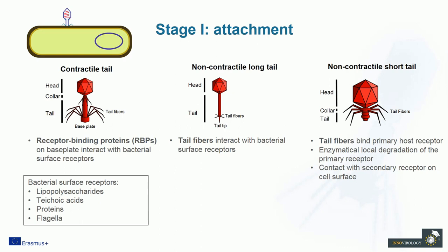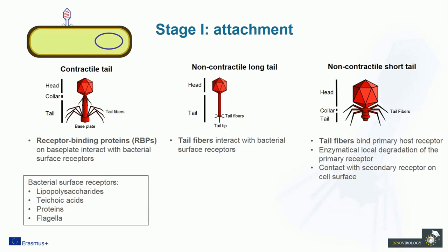The infection cycle starts with the attachment of the phage to bacterial surface receptors on the cell wall. Possible targets are lipopolysaccharides, teichoic acids, proteins, and flagella. The attachment is controlled by the phage tail structure. Phages with a contractile tail interact with bacterial surface receptors via receptor binding proteins on the base plate, while phages with a non-contractile tail interact via their tail fibers.